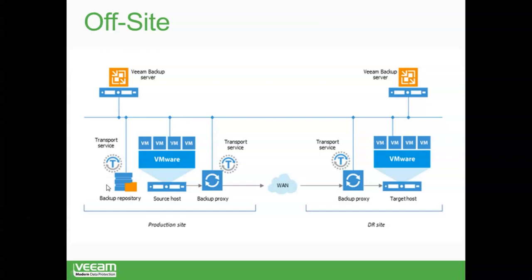So this is my local site. I have my source host, and the backup proxy will have information about all the network information. So which path I should use, which medium I should use, the available paths between source and the destination. And the backup proxy will have the information about my DR site. Both the backup proxies will have the information about source and the destination. And you have a protected site and you can have your recovery site.